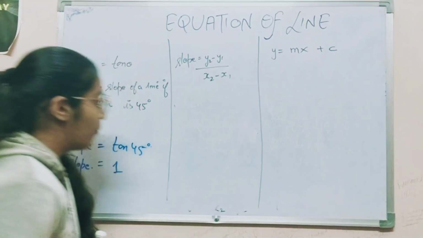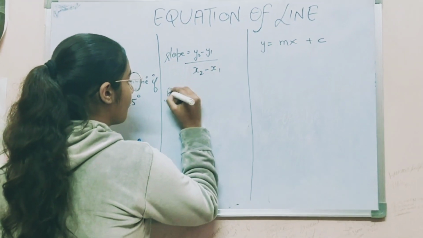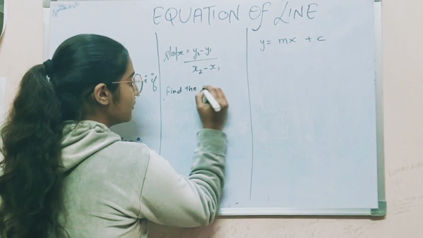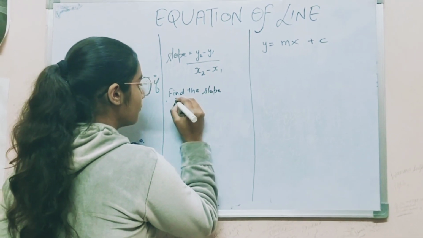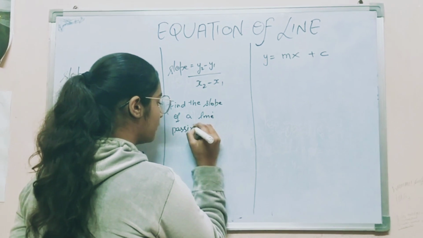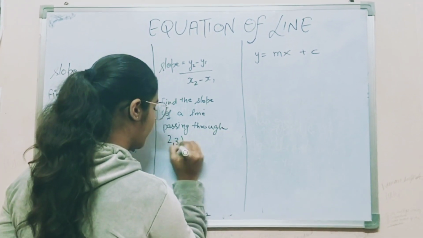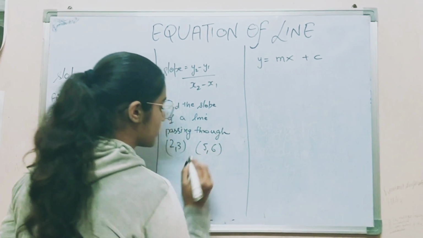In the next formula we try to use ordered pairs. So suppose that in the question it is written find the slope of a line passing through (2, 3) and (5, 6).